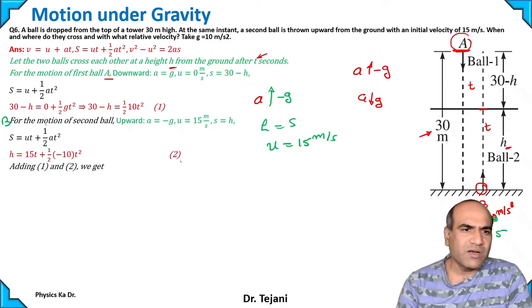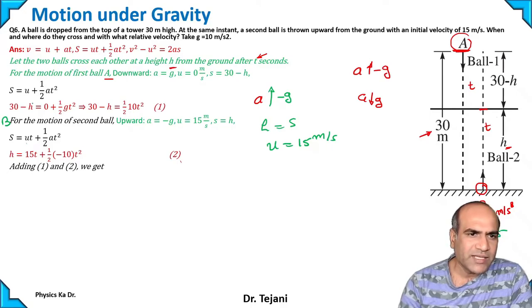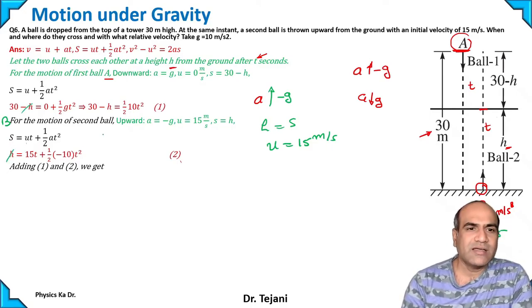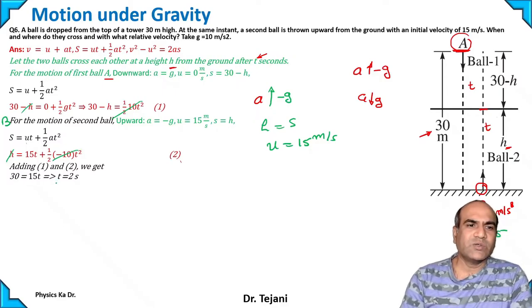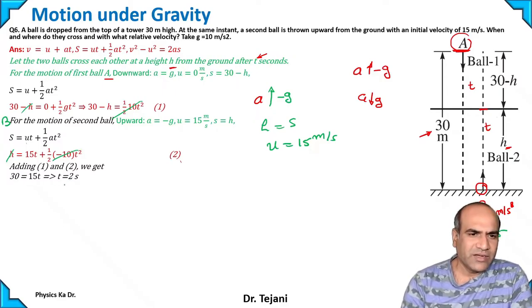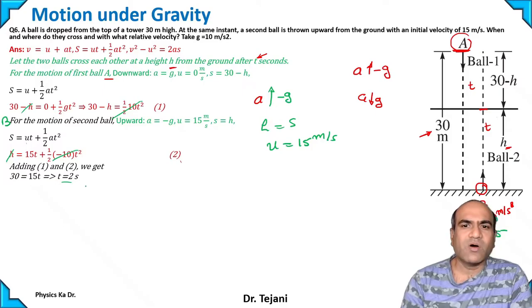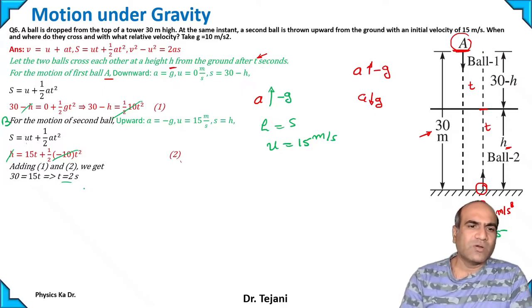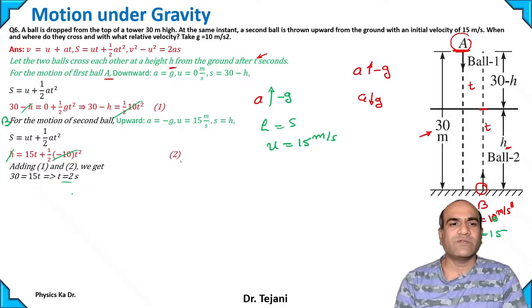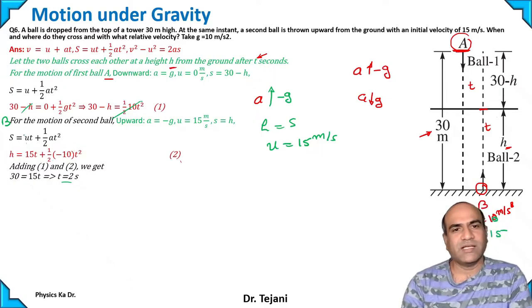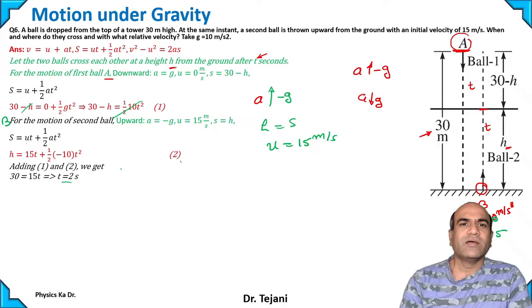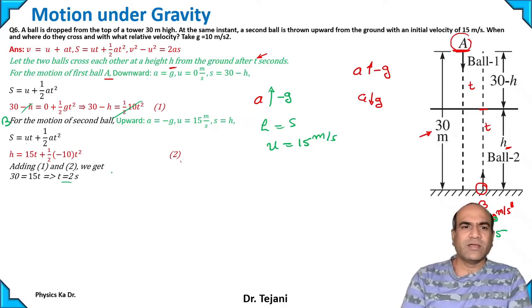Adding equation number 1 plus 2, h minus h plus h is cancelled. The similar term on the opposite side is also cancelled. So 30 is equal to 15t, and t is 2 seconds. So both balls cross after 2 seconds of release. So that is the first answer we got. Now we need the height.